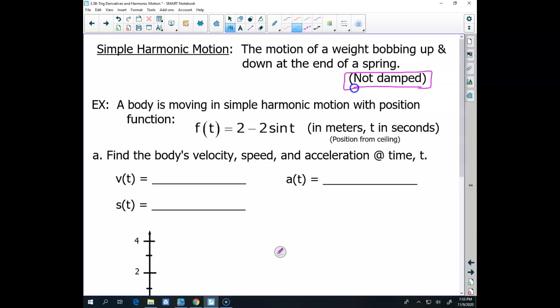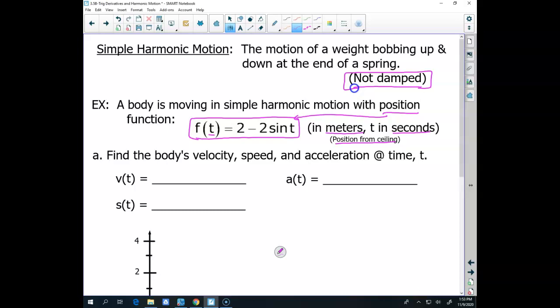Now, a body is moving in simple harmonic motion with a position function f of t equals 2 minus 2 sine t in meters, and t is in seconds, okay? So this is a position function, and in terms of time, when I plug time in, I get meters away from the ceiling. Now, why is the position from the ceiling important? Because our point of reference is the position of the ceiling.